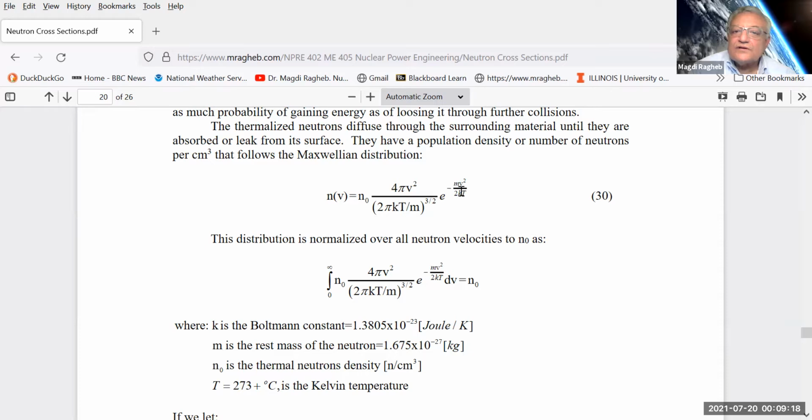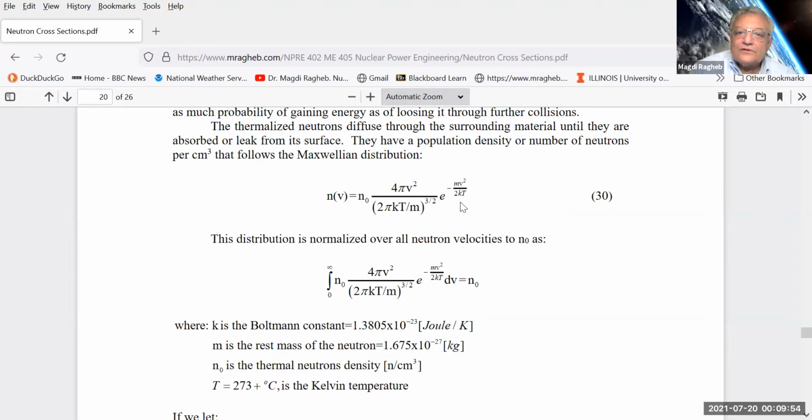It has a negative exponential, half mv squared, the kinetic energy divided into kT, which is the thermal temperature, kT, that has units of energy, in fact. And then you have a factor of V squared here, and a factor where you have the temperature in kelvins in the moderator itself. This distribution is a probability density function because it can be normalized into the total N of molecules of neutrons in the medium that we are looking at.